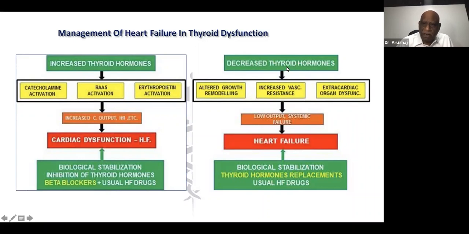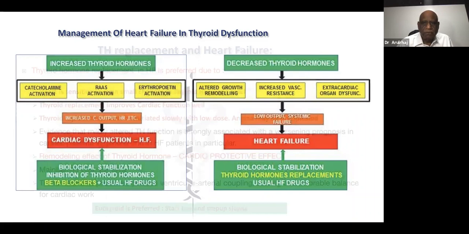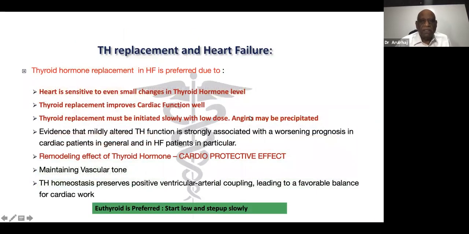In hypothyroidism with heart failure, you do stabilization, thyroid hormone replacement, and the usual heart failure drugs have to be used. One word about thyroid hormone replacement therapy in people with heart failure: the patient will respond well, but you'll have to start with a low dose, 12.5 or even 25 microgram. Otherwise, angina will be precipitated.